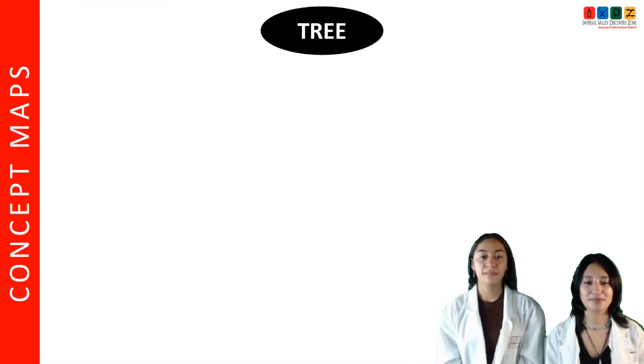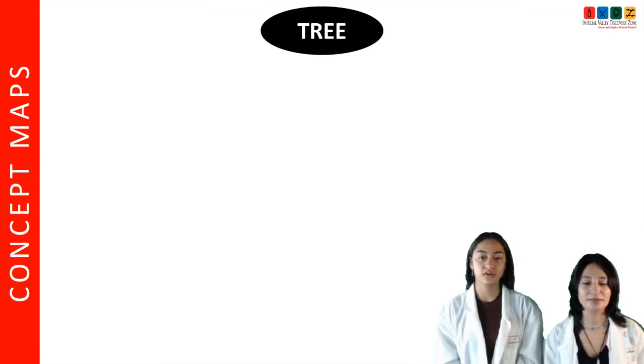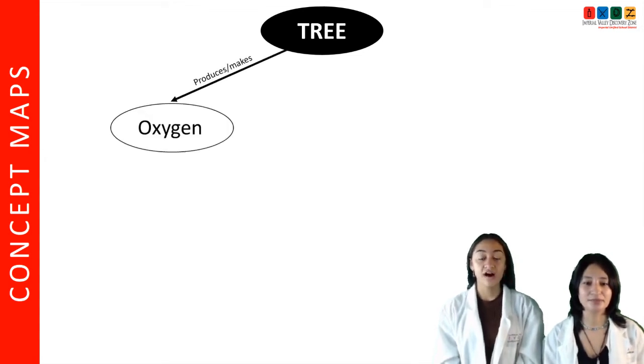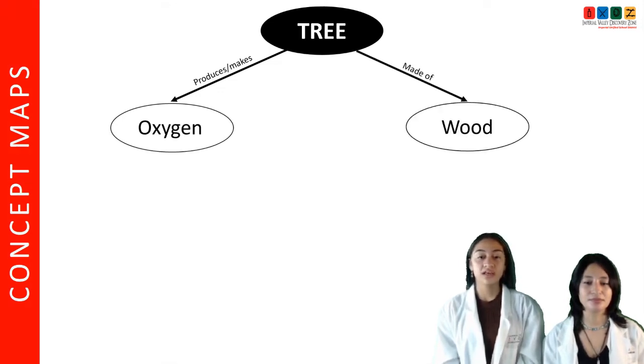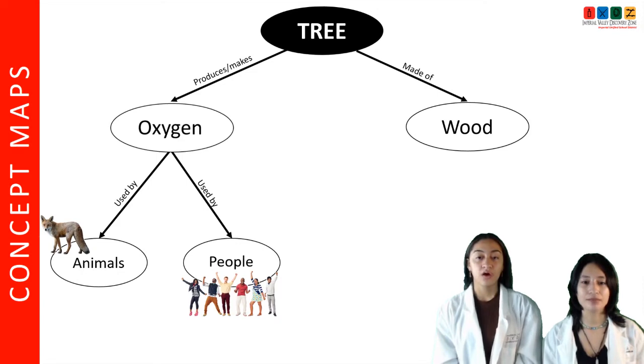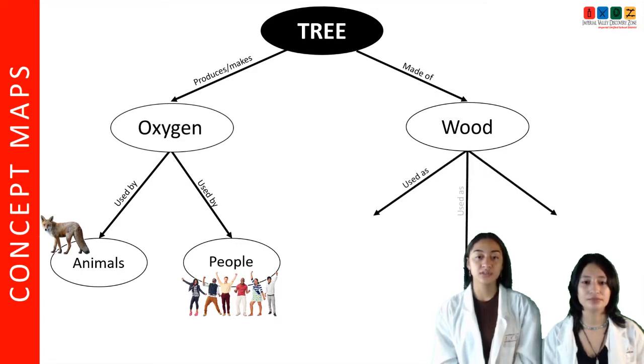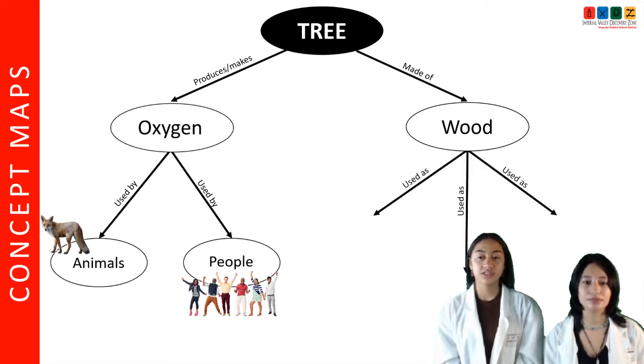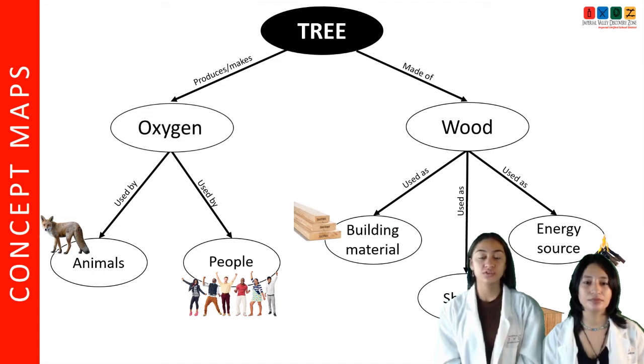Here is a concept map that explains what a tree gives the world. Trees make oxygen and are made of wood. Notice the linking or clue words that lead to the information in the ovals. Oxygen is used by animals and is used by people. Wood can be used as building material, or used as shelter, or used as energy source. See how we show the related information to clearly explain the tree's place in the world.